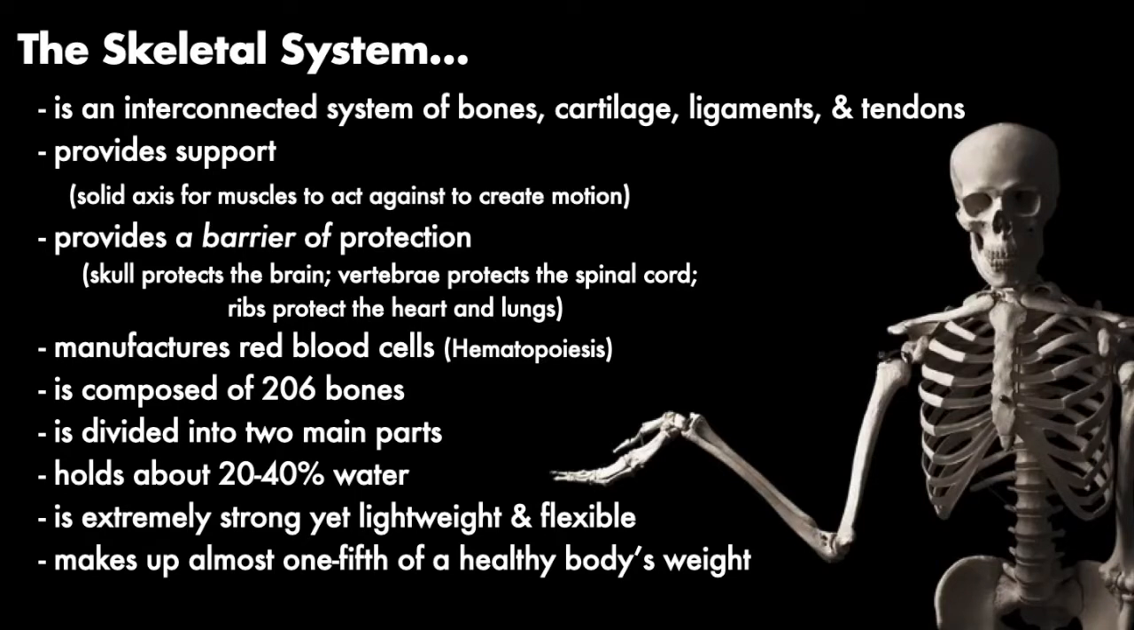The skeletal system is composed of 206 bones of the body. It is divided into two main parts, the axial and appendicular skeleton. The skeletal system holds about 20 to 40% water. Some resources say 22%, while others say about 35%. The skeletal system is extremely strong, but yet it's also very flexible. It makes up almost 1/5 of the healthy body's weight.